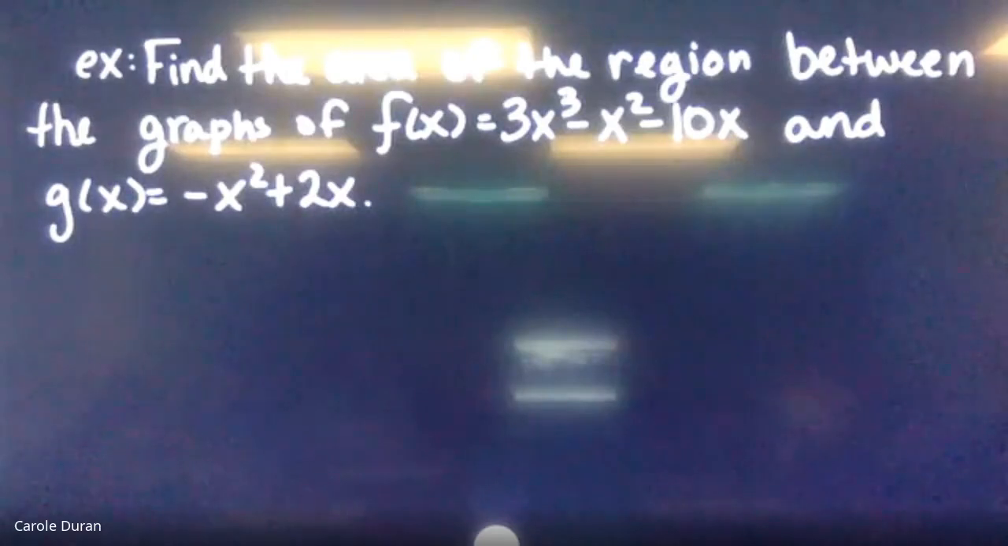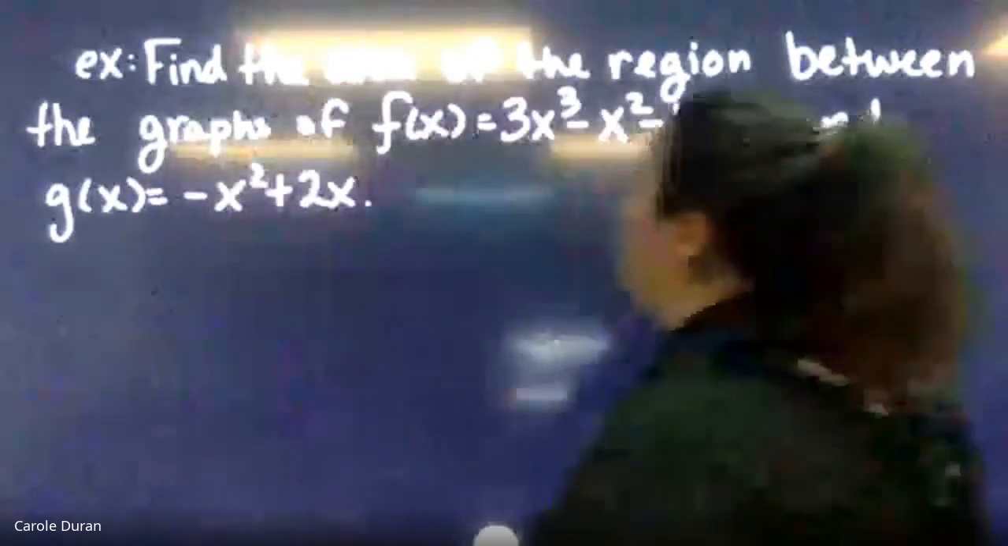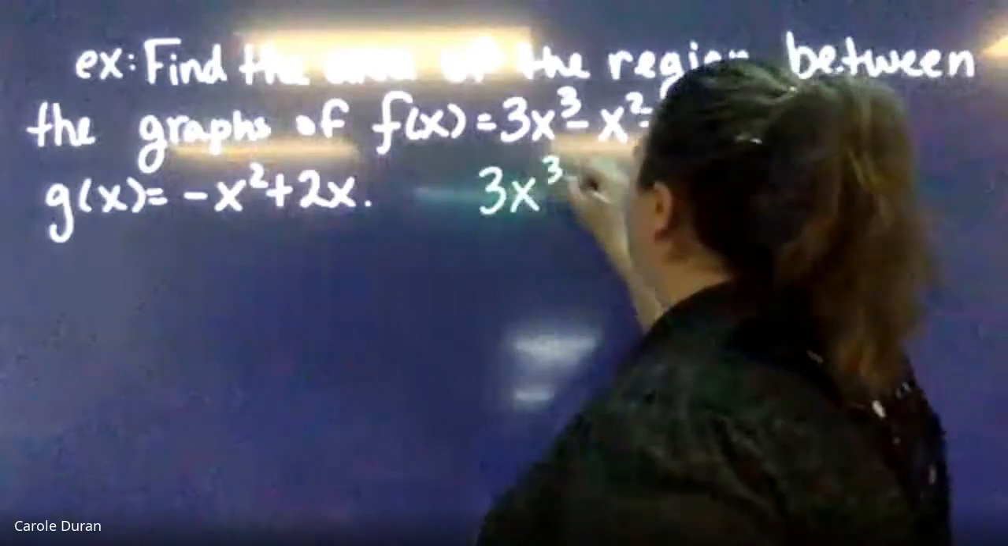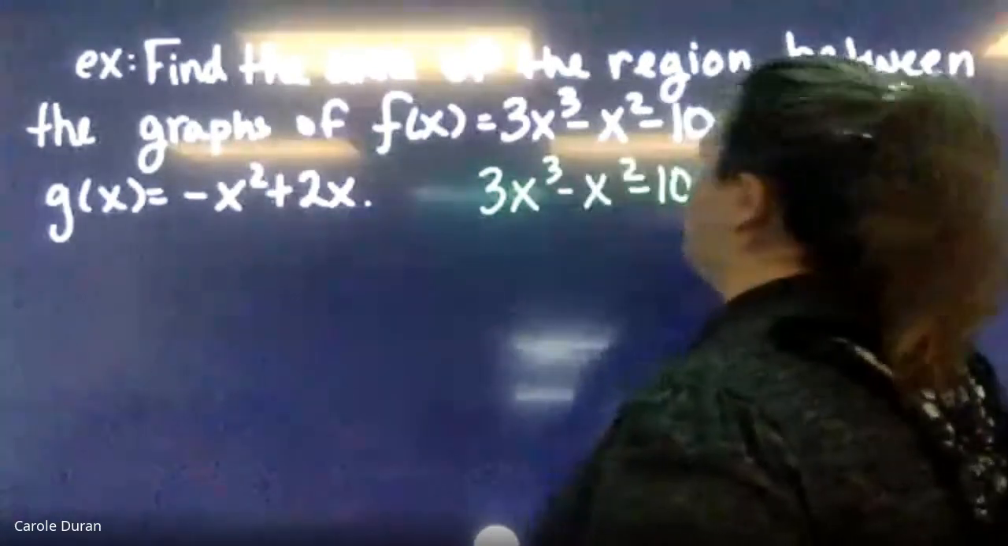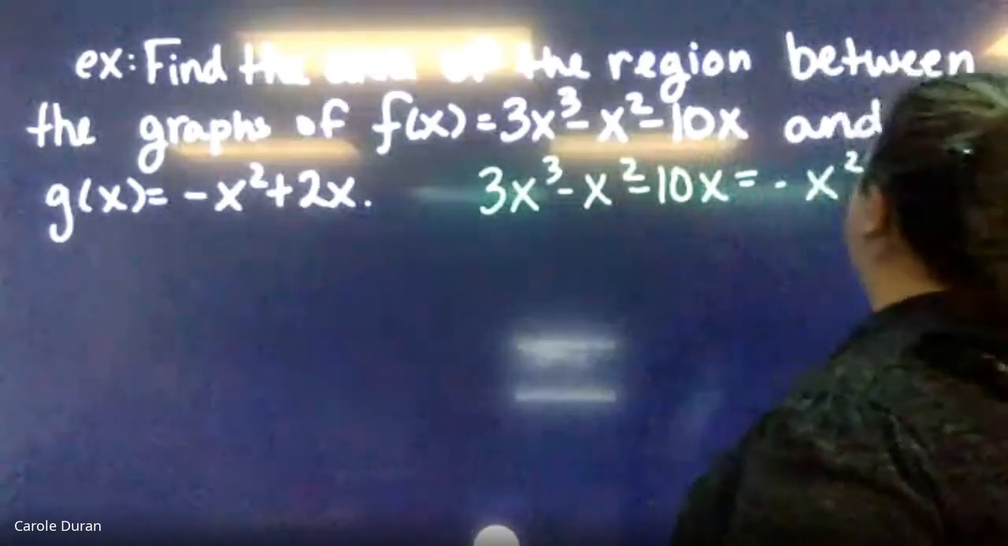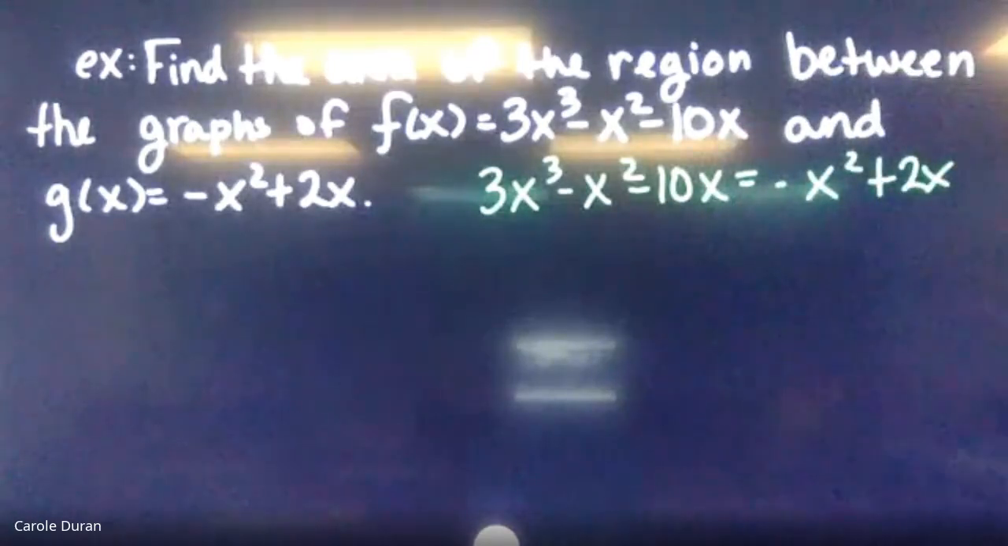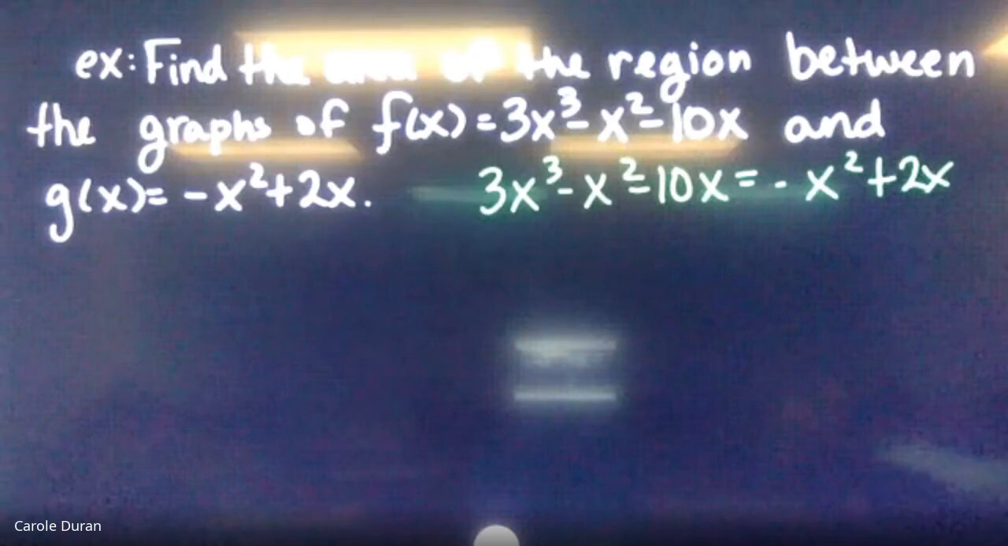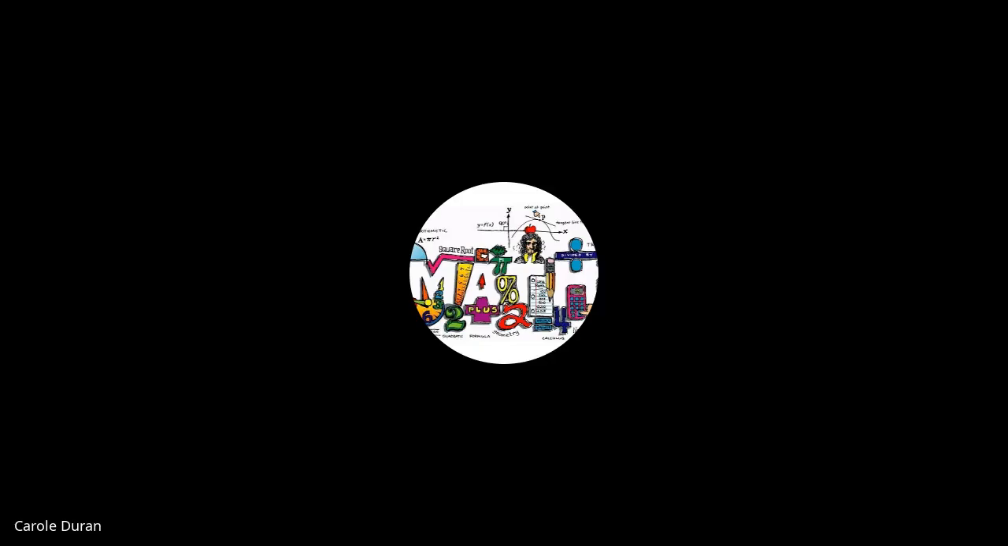Okay, so did this one give me bounds for my integral? No, which means I need to find those bounds by doing what? Setting them equal to each other and trying to find their intersection point or points. So what I'm gonna do is take the 3x cubed minus x squared minus 10x and set it equal to the negative x squared plus 2x. Right? Through a lot of manipulation, we can find that we intersect at -2, 0, and 2.